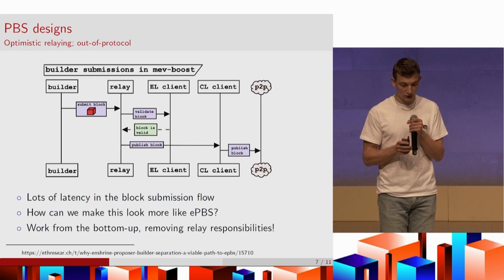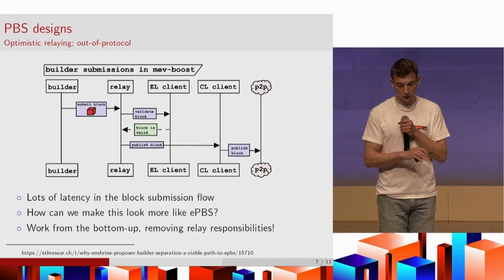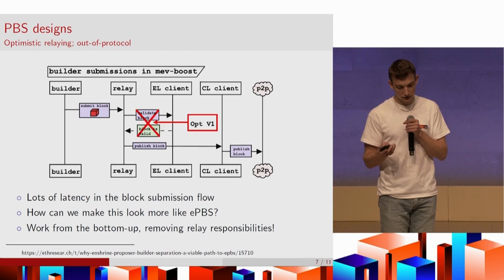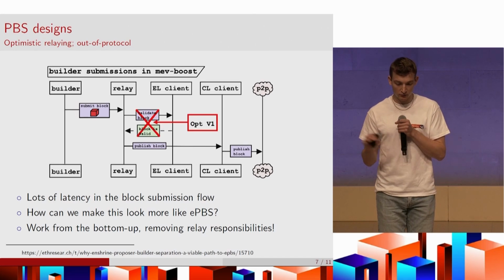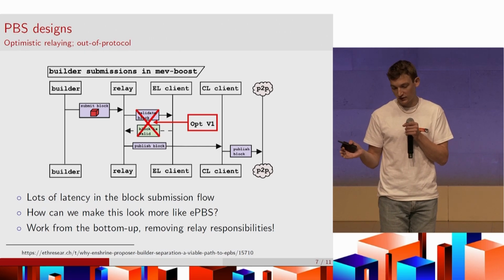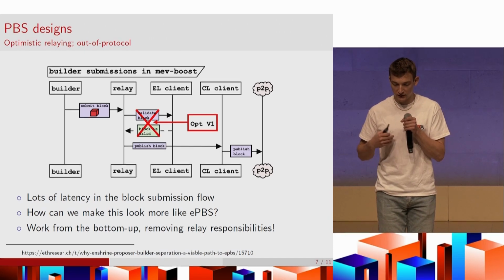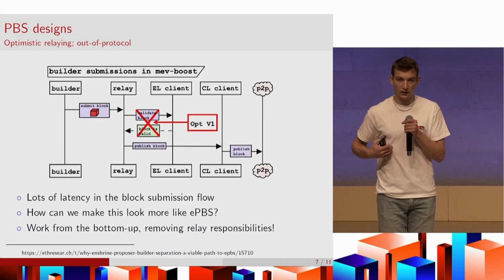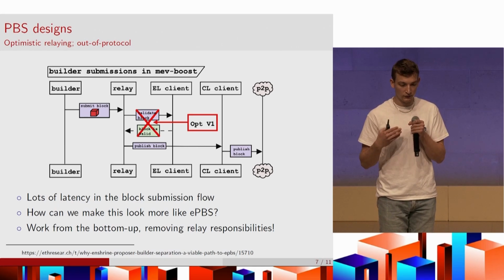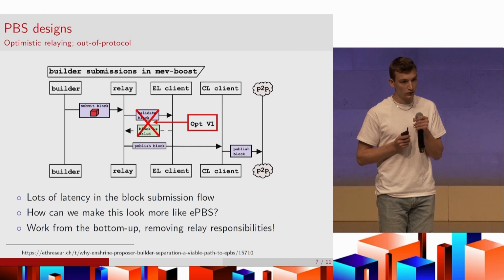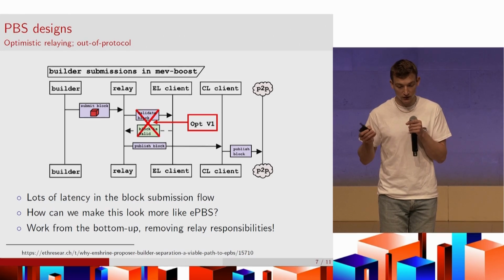And the idea is we can just work from what we have today and remove some of the relay responsibilities. So optimistic V1, we say, okay, take the block validation out of the system. This saves some latency. It also makes the relays easier to run because now they don't have quite the operational and compute costs of simulating all these blocks very quickly.